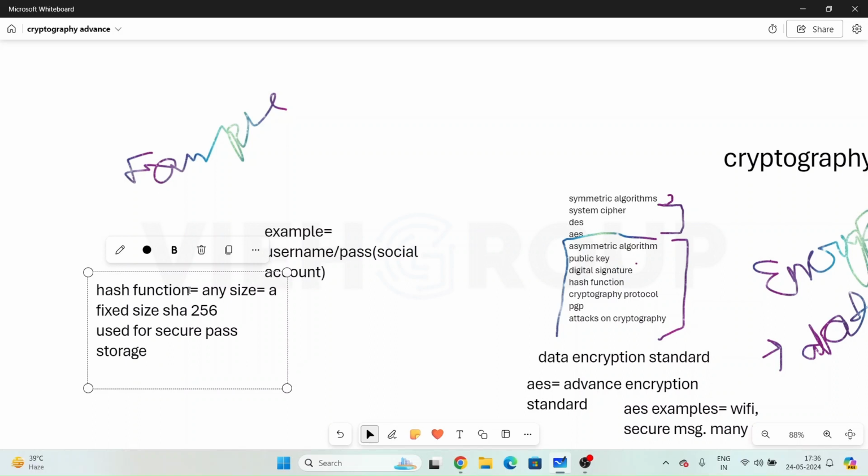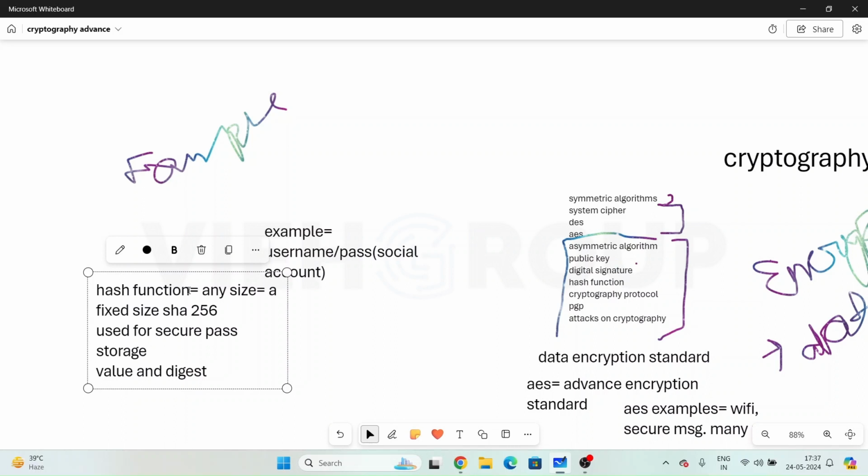The third point is, in other words, a hash function converts strings of different lengths into a fixed length. As I say, the hash function converts any size into a fixed size. So we can say that it converts a string of different length into a fixed-length string, known as the hash value or digest value.